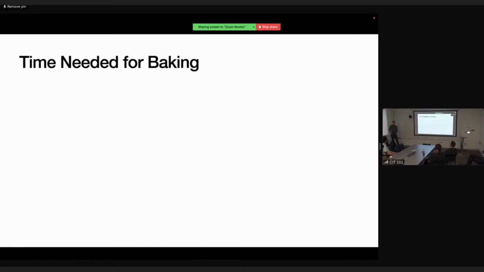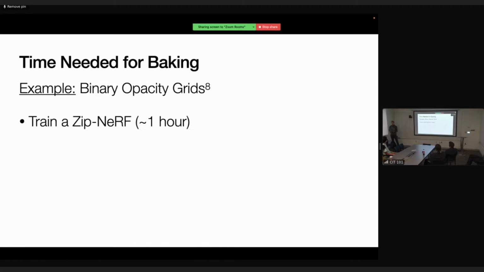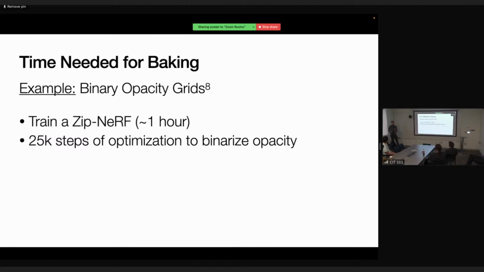Okay, and on the time point, this is the state of the art of baking. It's called binary opacity grids. I will give you a rundown of the pipeline for this. For this, you train a Zip-NeRF. That already takes a while. Then you do 25,000 steps of optimization to binarize the opacity, so to make the opacity go to either 1 or 0 everywhere.